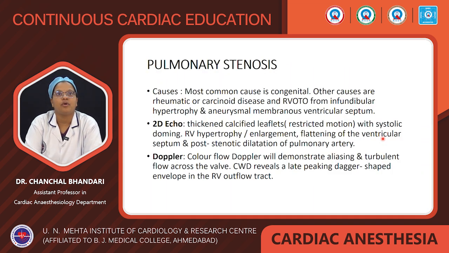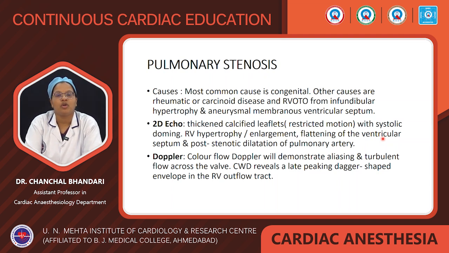Now we'll talk about pulmonary stenosis. The most common cause of pulmonary stenosis is congenital. Other causes could be rheumatic or carcinoid disease, and right ventricular outflow tract obstruction from infundibular hypertrophy, as we routinely see in TOF cases, and aneurysmal membranous ventricular septum. On 2D echocardiography, in pulmonary stenosis, the leaflets will be thickened and calcified with systolic doming. There will be restricted motion of the leaflets. There could be RV hypertrophy or enlargement, flattening of the ventricular septum, and post-stenotic dilatation of the pulmonary artery.